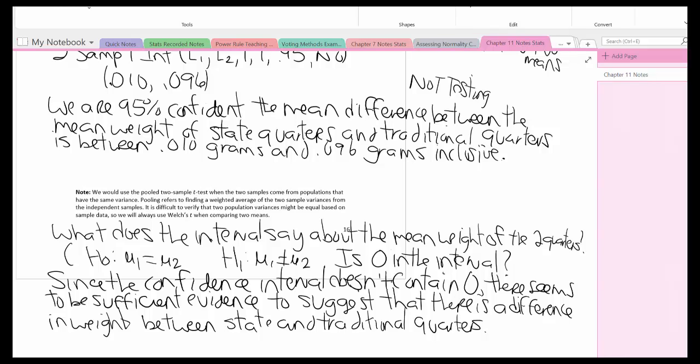So one other thing, a quick note here. We would use the pooled two sample t-test when the two samples come from populations that have the same variance. Pooling refers to finding a weighted average of the two sample variances from the independent samples. It is very difficult to verify that two population variances might be equal based on sample data. So we will always use Welch's t when comparing two means. That's why we will always say no for pooled in this section.